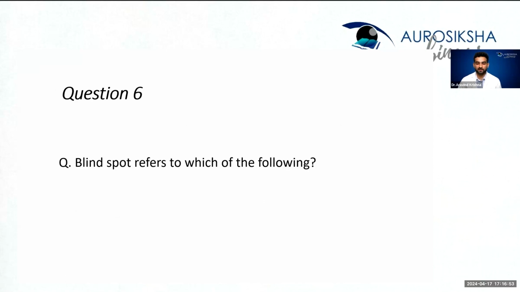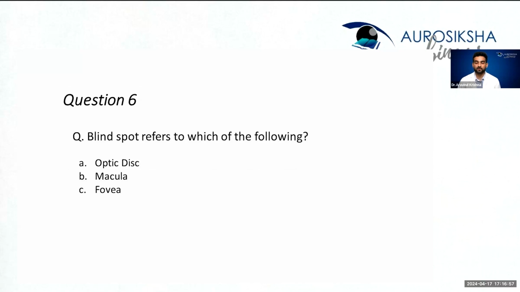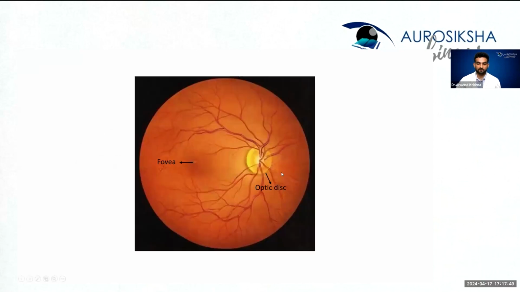And coming to the last question. So the blind spot refers to which of the following structures? So this is the final question. Is it the optic disc? Is it the macula? Or is it the fovea? This must be a fairly simple question. So 64% have got it right. So to explain it, I have an image in the next slide. So this is the final image of this presentation.